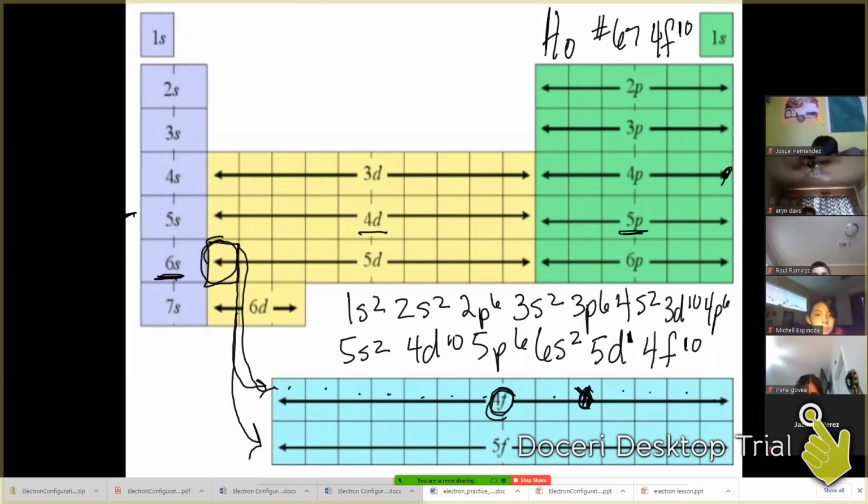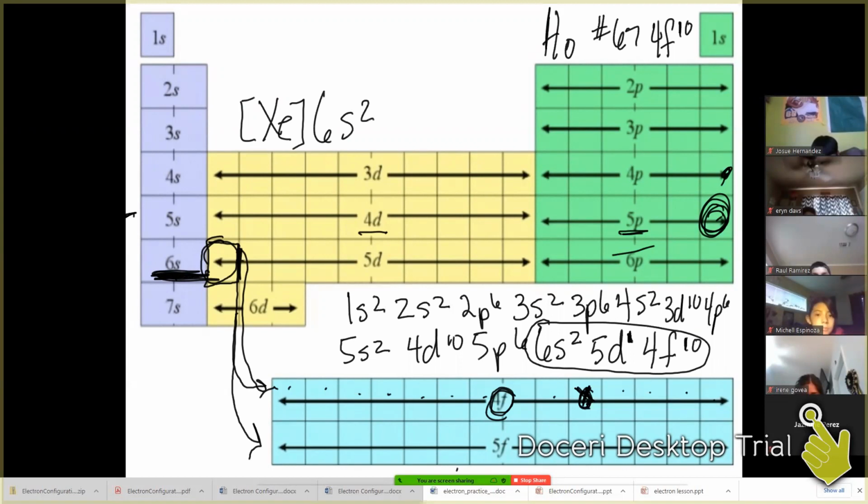So now if I wanted to do noble gas, remember this 4F comes from here, so the noble gas before it would be right here, which is xenon. And then I need to write what's in period 6 until I get to that. So that would be this part right here: 6S2, 5D1, 4F10. So the Fs are a little bit different, and then you got to catch that one little D first.